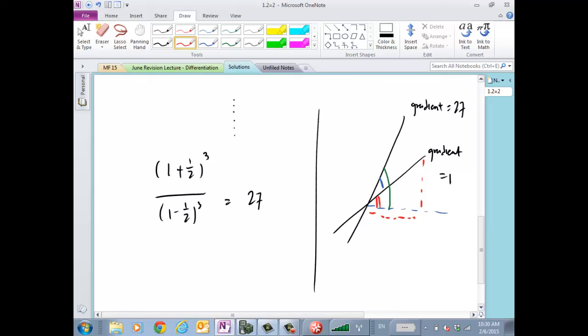What is the definition of gradient? Anyone? Go back to secondary school again. What is the definition of gradient? How do you actually find gradient? You actually go opposite over adjacent, right? And that's the reason why the tangent has the name tangent. Because basically it's opposite over adjacent. It's actually the gradient of the line.